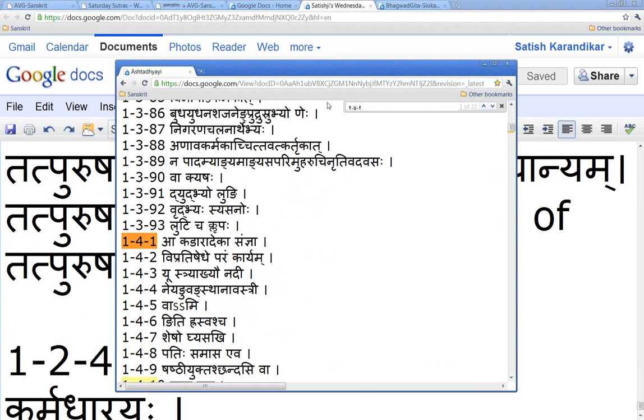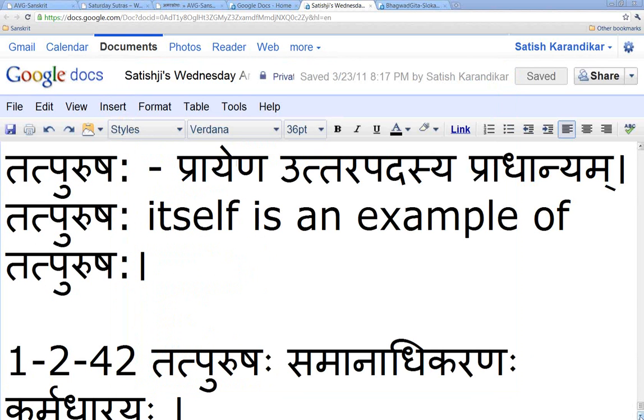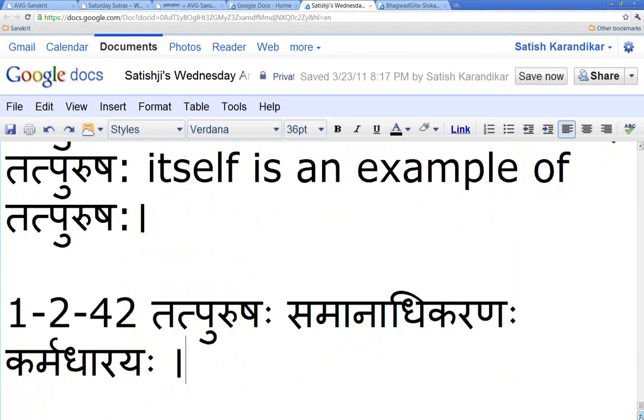So when a Sanya is coming in this sutra, only one Sanya can apply, which is defined in this section. But Panini defines the Karmadharaya Sanya outside this section. See, 1242, Tatpurushaha Samanadhikaranaha Karmadharayaha. So the Karmadharaya Sanya can and does coexist with the Tatpurusha Sanya. So the Karmadharaya compounds will always be Tatpurusha compounds. There will be a special subsection of Tatpurusha compounds.